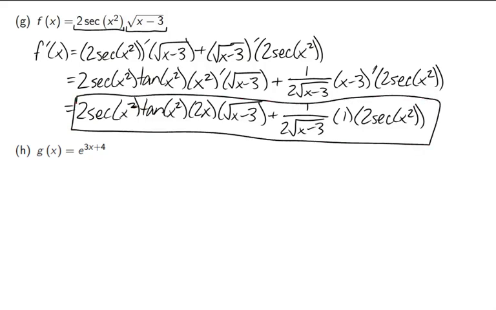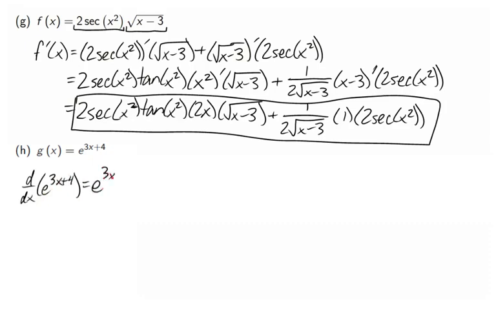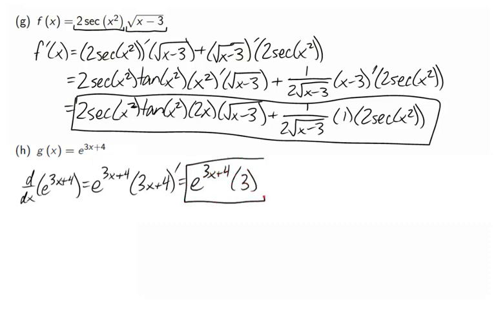Next example, e to the 3x plus 4. This is how you use the chain rule with e to the x. You think of it like e to the u. Well, the derivative of 3x plus 4, the derivative of e to the u is e to the u times the derivative of u. So we just get e to the 3x plus 4 times 3. You could write that as 3 e to the 3x plus 4 if you'd like.